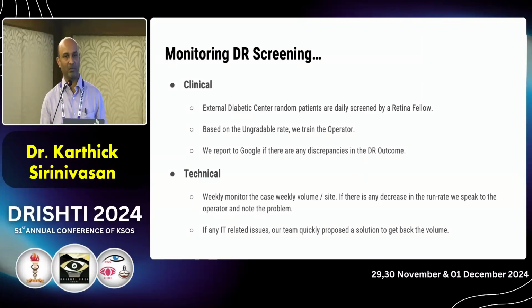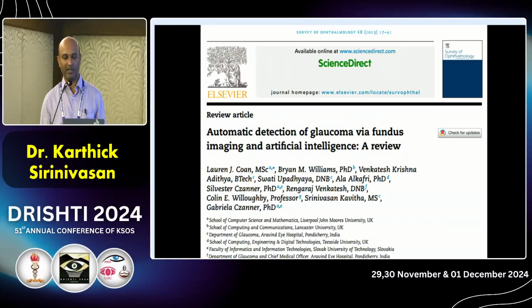And we'll also have to monitor whether the algorithm is doing a good job of detecting moderate NPDR as moderate NPDR and not missing a diagnosis. So once we have set that diabetic retinopathy, and the algorithm is doing a sensitivity and specificity of about 90%, we moved on to glaucoma.